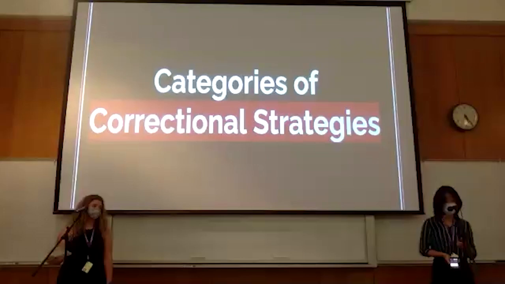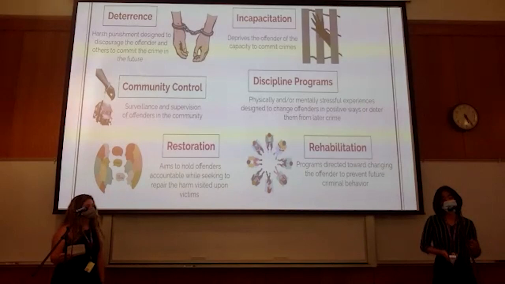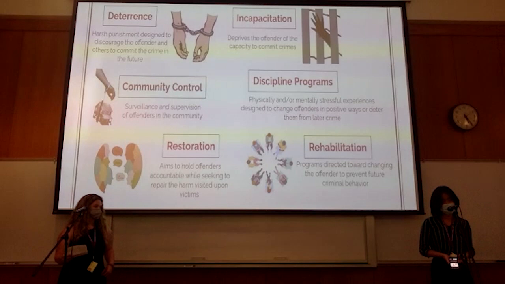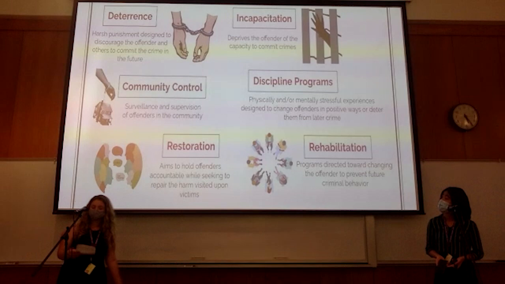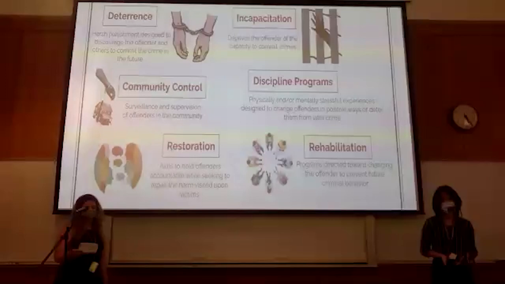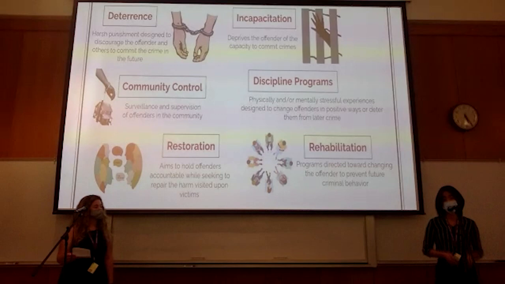So the first is deterrence, which is punishment meant to deter a criminal from committing that crime again. An example of this might be a fine that one needs to pay as an incentive to not engage in that behavior again. The next one is incapacitation. This deprives the offender of the capacity to commit crimes. An example of this would be imprisonment. Next, we have community control, which is supervision within that community, so something like home arrest would definitely fall into this category.